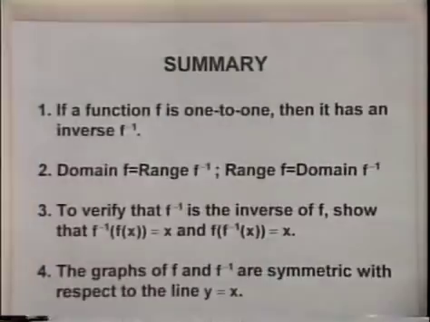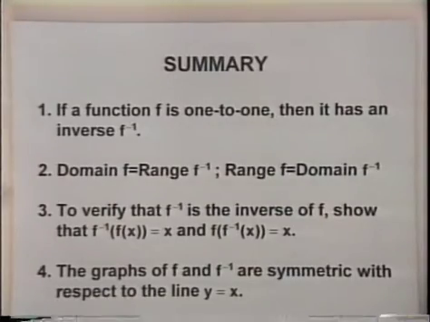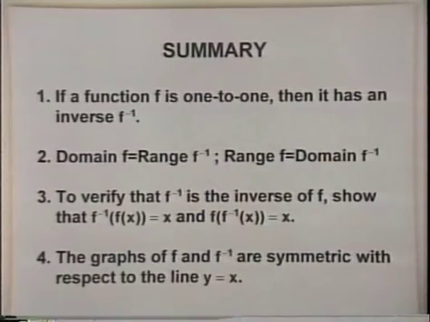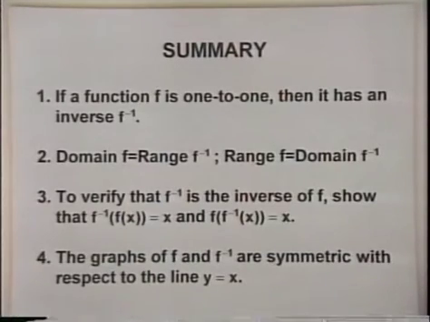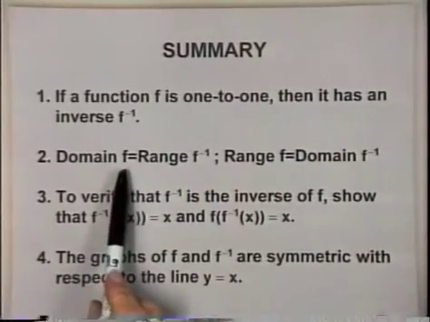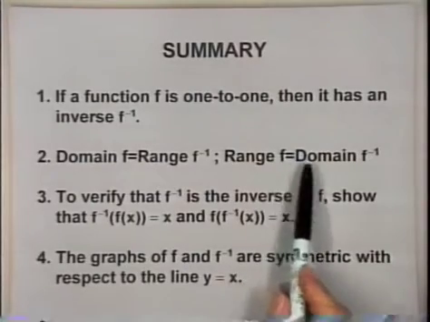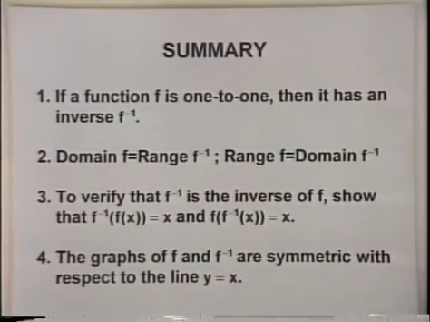I have written down a summary of the topics that we have talked about in relationship to these inverse functions. Let's look at our summary. If a function f is 1 to 1, then it has an inverse function, which we use the notation f inverse. So if a function is 1 to 1, then it will have an inverse function. The second thing, the domain of function f is equal to the range of f inverse, and the range of f is equal to the domain of f inverse.